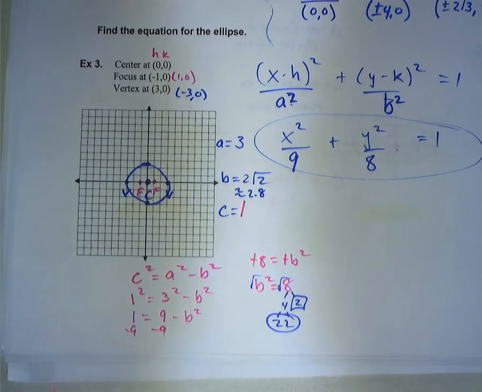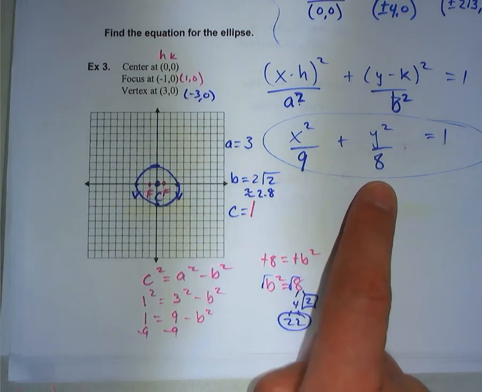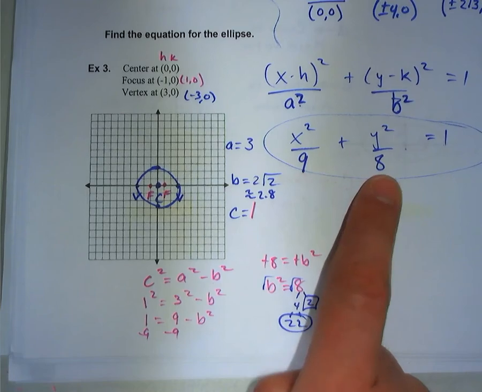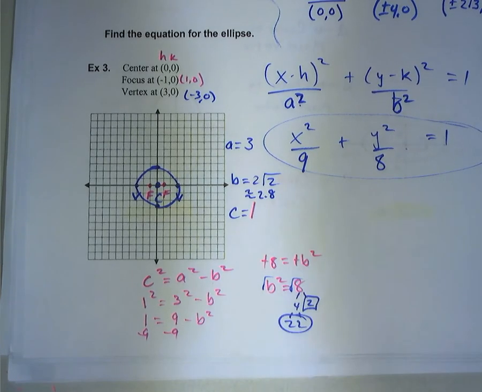Now, if you look at this graph, it looks pretty darn similar to what? It looks like a circle, doesn't it? The reason it looks like a circle is because of these guys. These are pretty darn close to each other. So if you ever run into it where these two numbers are the same, that means you're going up and down, left and right the same amount, which means it's a circle.